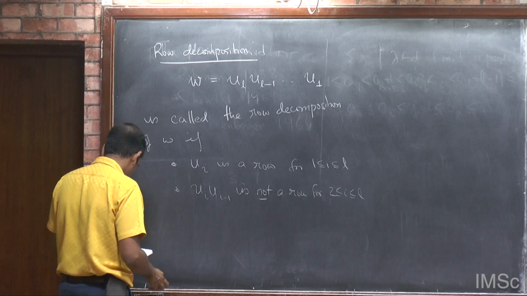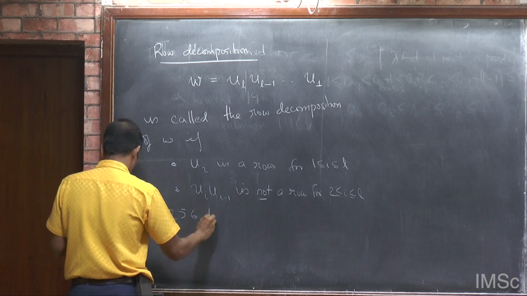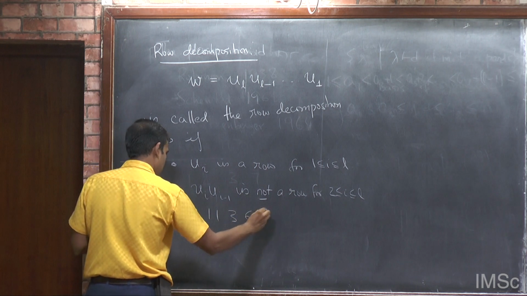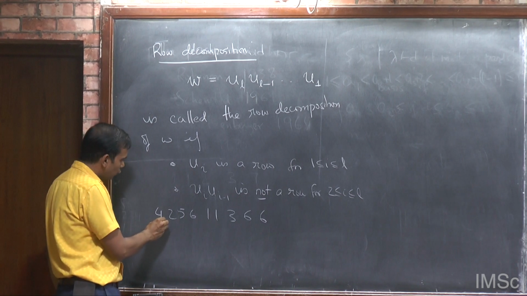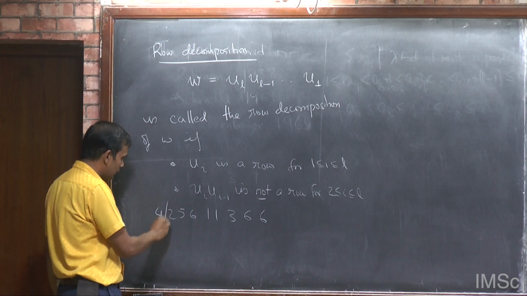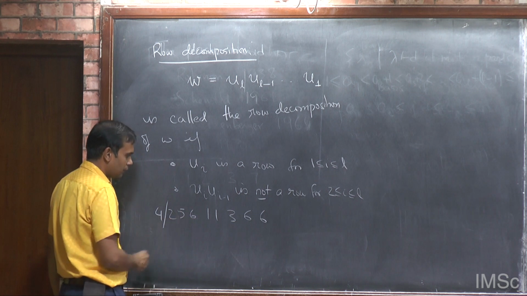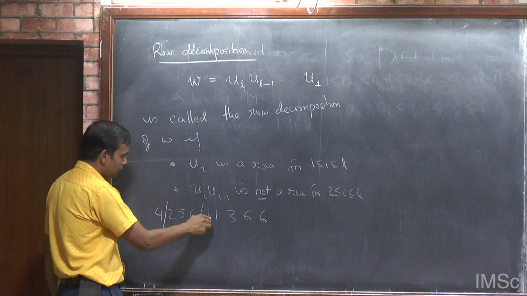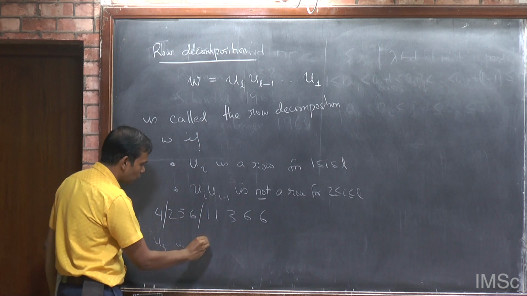an example. Let us look at this word: 4, 2, 5, 6, 1, 1, 3, 6, 6. So, what is its row decomposition? Let us try to read it. 4, whoops, it already drops here. So, let us cut it here. 2, 5, 6, that is weakly increasing, but then it drops. So, this is the row decomposition. This is U3, U2, U1.